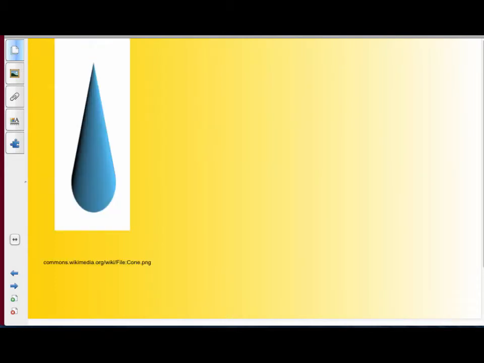A cone. This is what we would call a cone, Year 5. We call this a cone. It's just like an ice cream cone, isn't it? It's curved around its side, isn't it? It's got a point here and a flat shape here, a flat circular base. I'm not sure if you can quite see that.